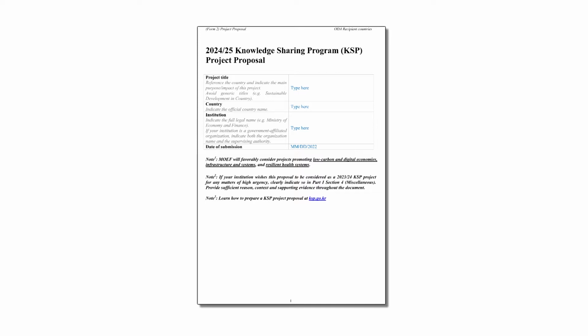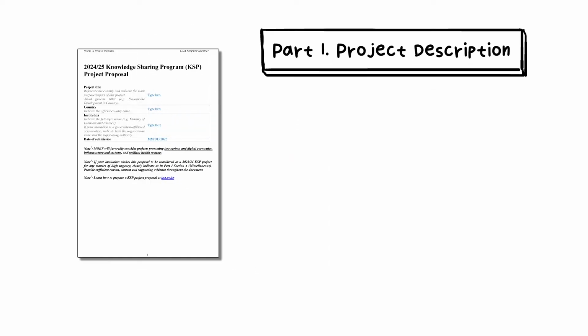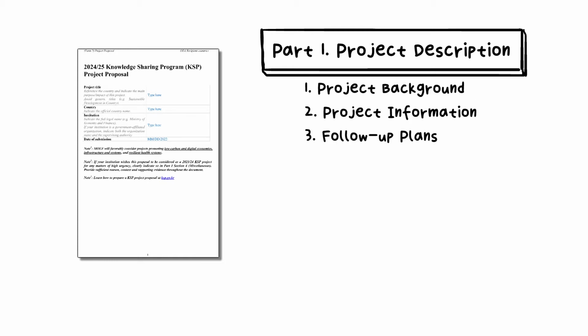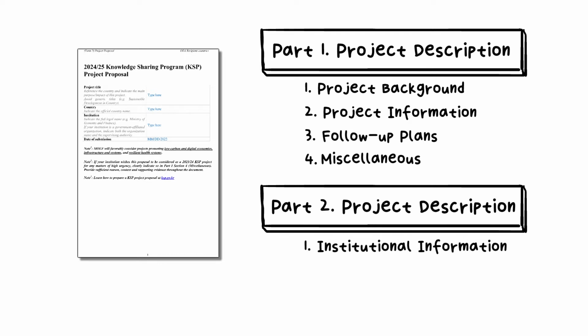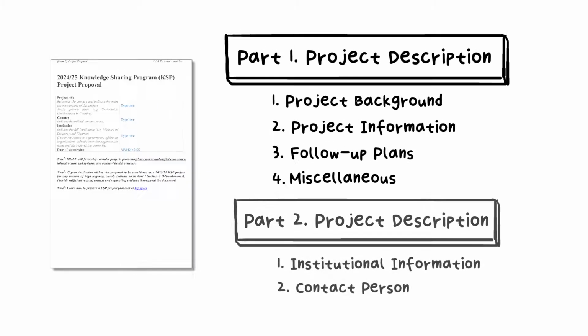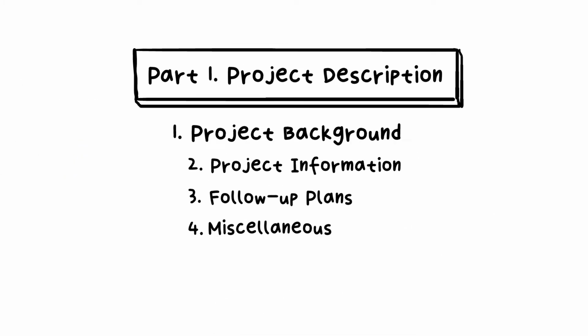The project proposal has 2 parts. Part 1 consists of 4 sections: project background, project information, follow-up plans, and miscellaneous. Part 2 of the proposal requires information about the personnel who manage the project from your side. Part 1 begins with the project background.